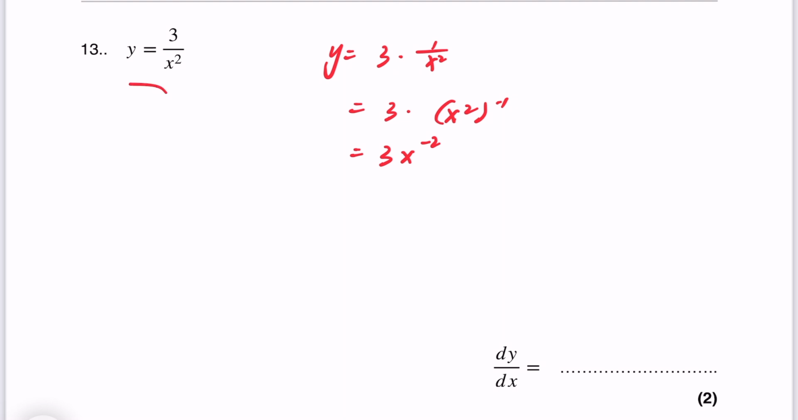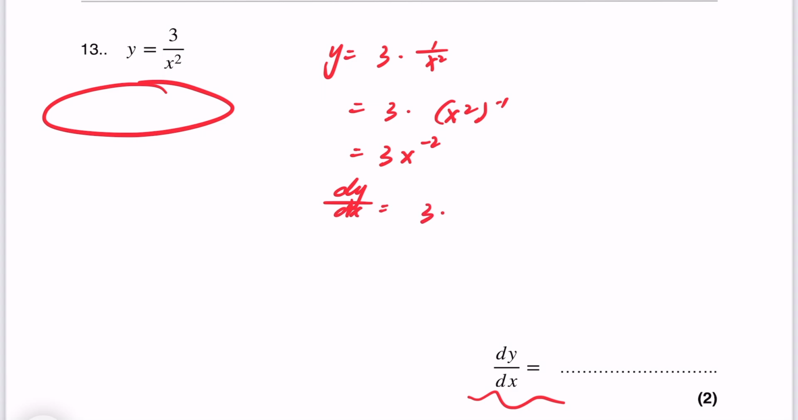Oh, by the way, they didn't really write anything there, but at the bottom of the page, it seems like they need a differentiation. dy/dx equals 3 times minus 2 times x to the power of minus 2 minus 1, which equals minus 6x to the power of minus 3.